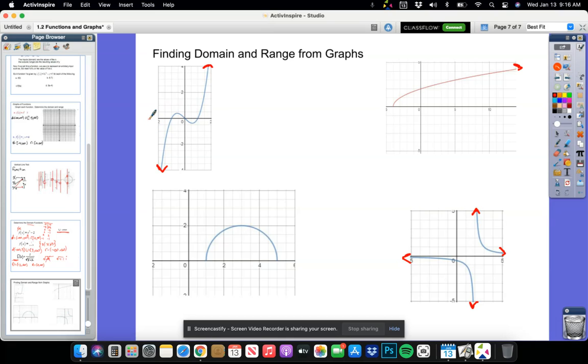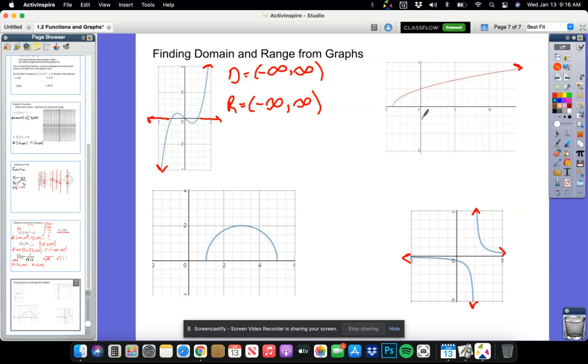Start with domain, left to right. Is there an endpoint to either one of these? Because it's going sideways, but it's also going forever. It's going forever either way, so we can say the domain is -infinity to positive infinity. Range, what's the lowest and highest? Same thing. It goes from -infinity to positive infinity. Okay, so look at this next one right here.